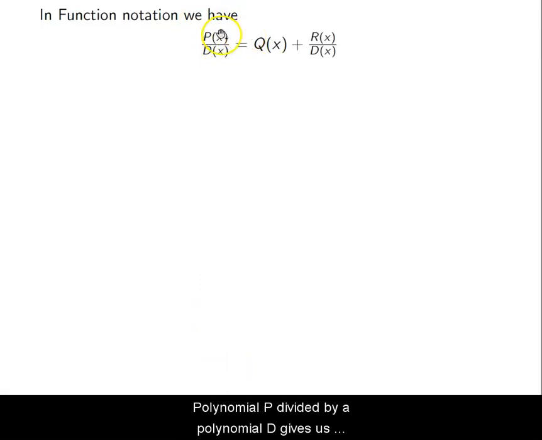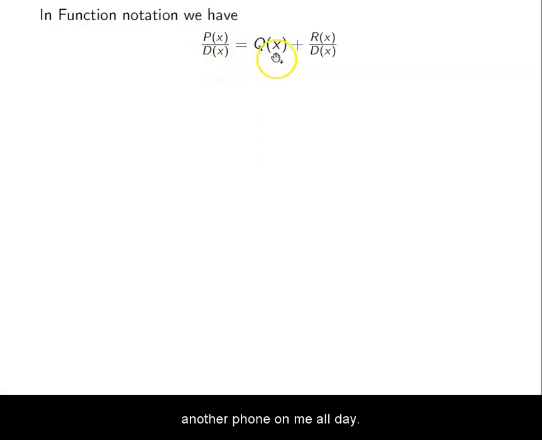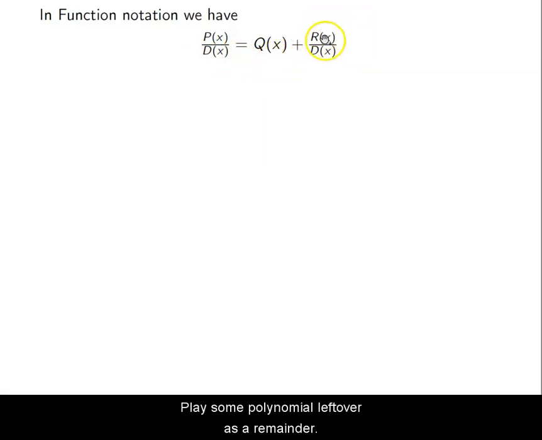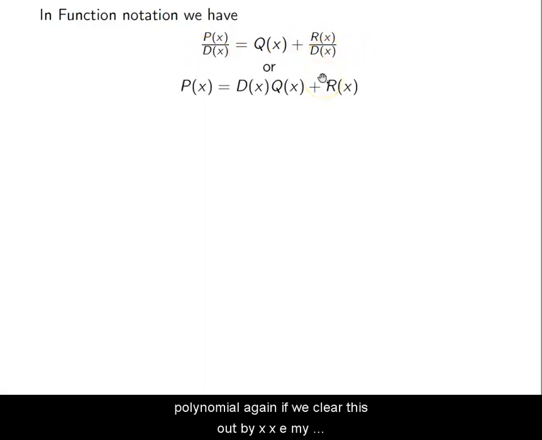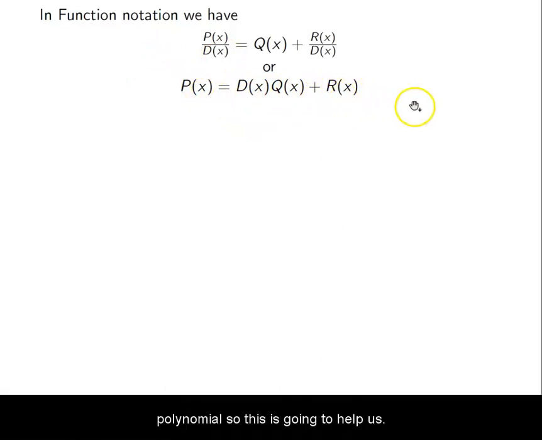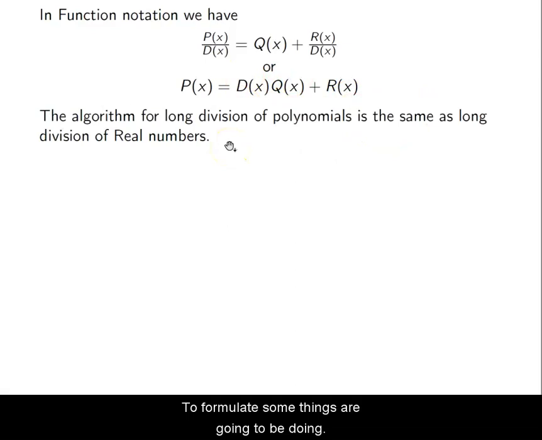Our polynomial p divided by a polynomial d gives us another polynomial q plus some polynomial left over as a remainder divided by our divisor polynomial. Okay, or again, if we clear this out by multiplying times d, my polynomial is my divisor times my quotient plus my remainder polynomial. Okay, so this is going to help us to formulate some of the things we're going to be doing.